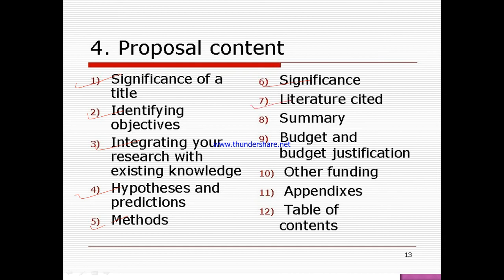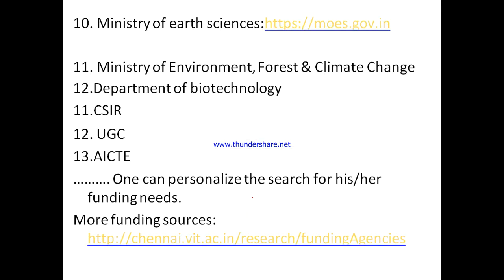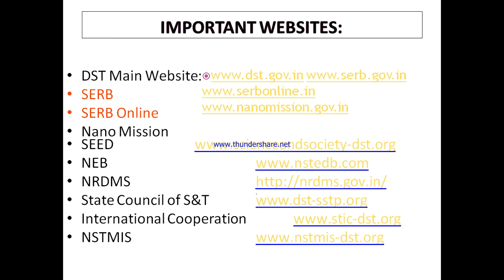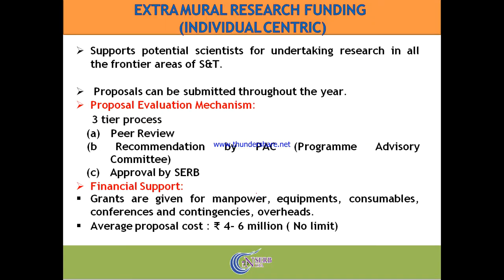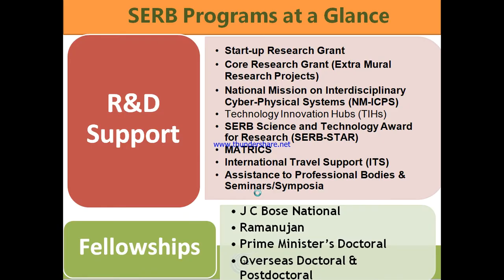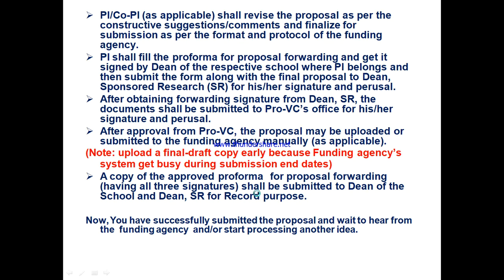You need to cite the literature. Identify the overall summary of your proposal. Then clearly mention the budget, give the budget justification and other funding information. You need to add an appendix and, if possible, a table of contents. These are the writing parts of your proposal that are required.